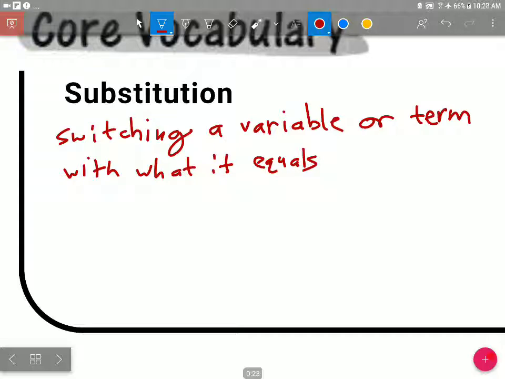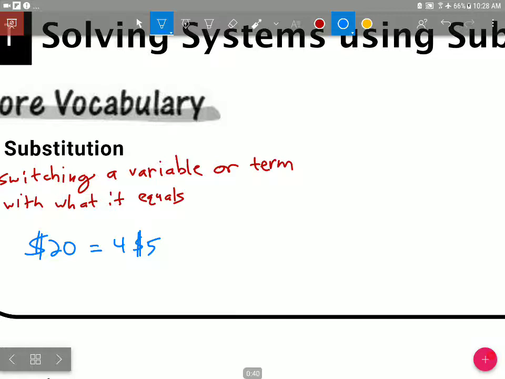All right, so for example, you can say something like, well, a 20 is 4 5s. It's like swapping them out. So more an example of what we'll see something more like this, like x equals 4y. And let's say 3x equals 24y minus 7. Okay, that's a little bit bigger of an example.